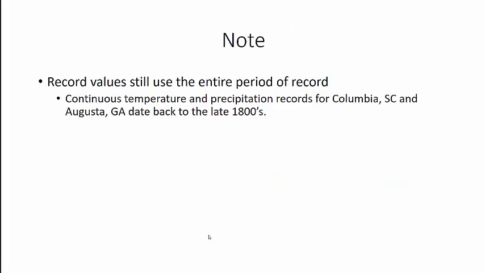Please note that for record values, such as daily record highs, daily record lows, record monthly precipitation amounts, and so on, the record values still use the entire period of record, not just that 30-year data set. We have continuous temperature and precipitation records for both Columbia and Augusta that date back to the late 1800s.